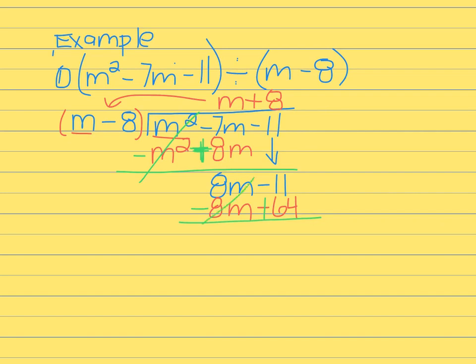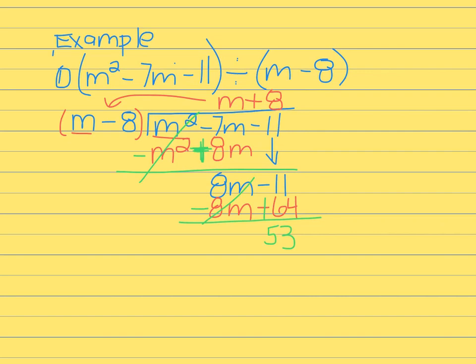8m minus 8m goes away again. Negative 11 plus 64 is going to be a positive 53. And that's it. I can't divide anymore. So what is the answer to this problem?